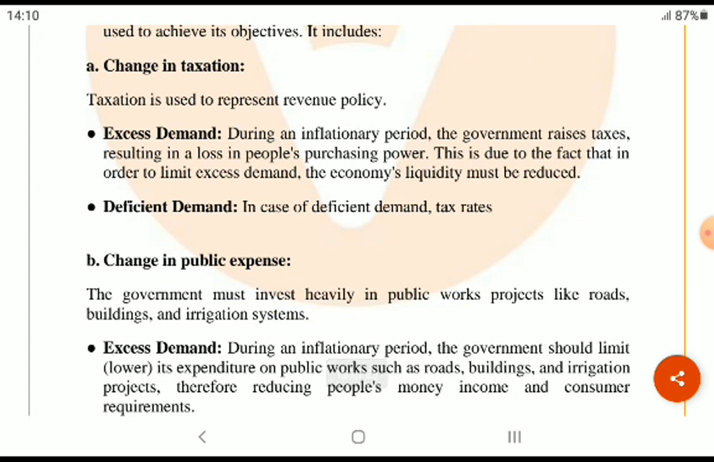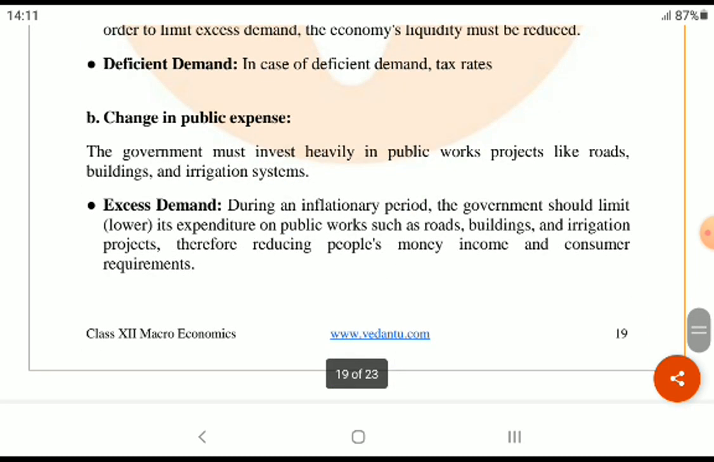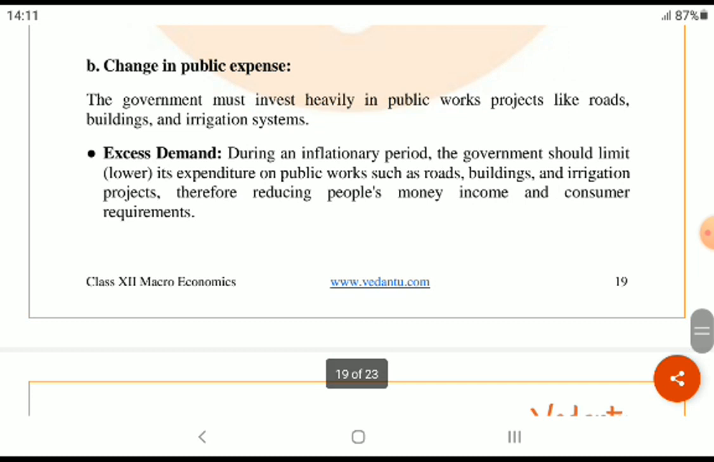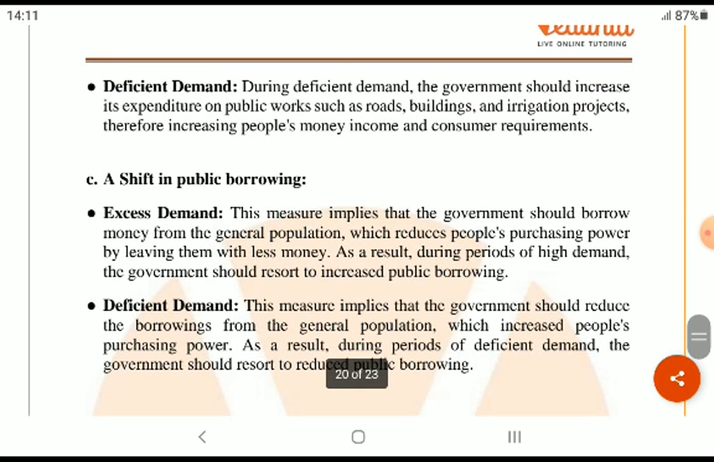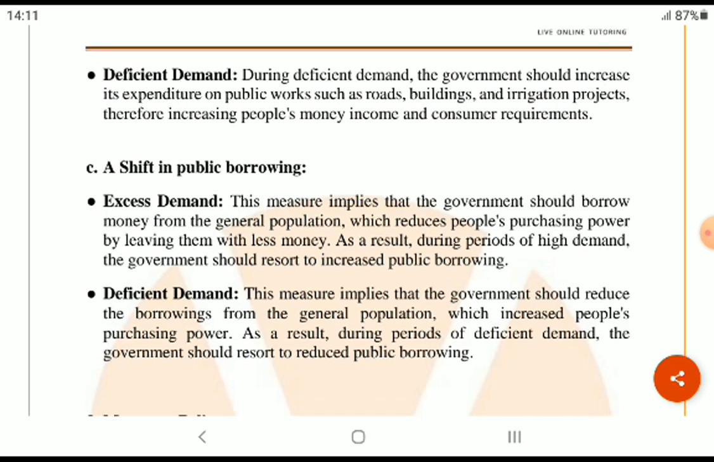Deficient demand. In case of deficient demand, tax rates are lowered. Next, changes in public expense. The government must invest heavily in public works projects like roads, buildings and irrigation systems. Excess demand. During an inflationary period, the government should limit its expenditure on public works such as roads, buildings, irrigation projects, therefore reducing people's money income and consumers' requirement. Next is deficient demand. During deficient demand, the government should increase its expenditure on public works such as roads, buildings and irrigation projects, therefore increasing people's money income and consumers' requirement.